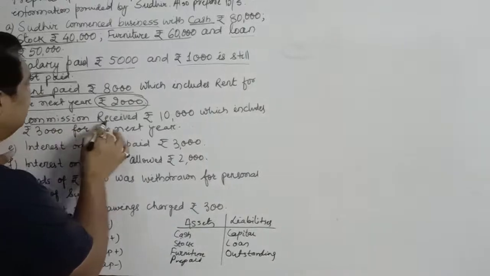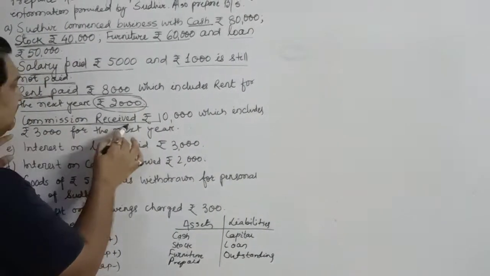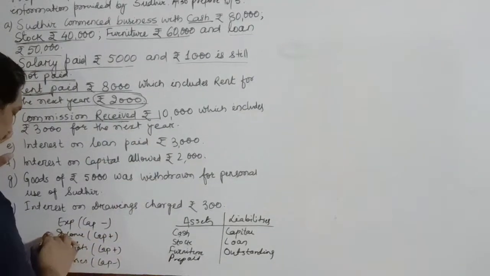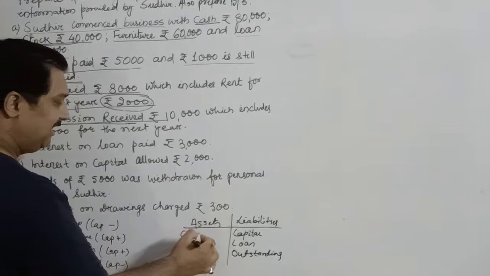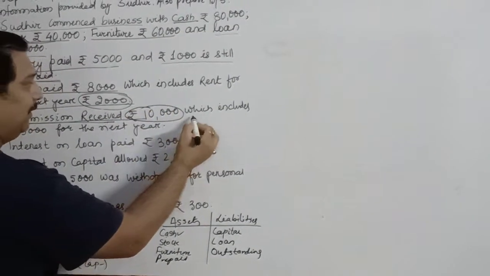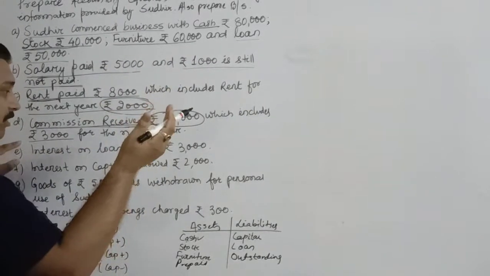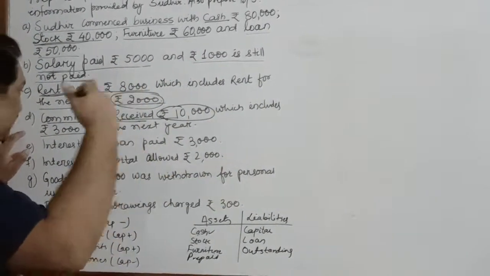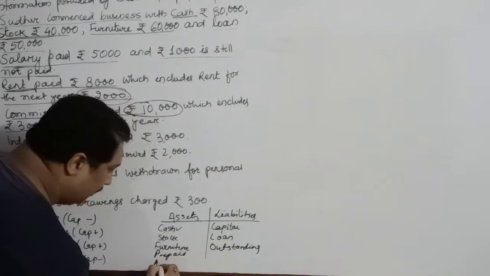The next one is commission received, rupees 10,000. So commission is received, so it is an income. So it will increase my capital, which is already there. What am I receiving? Cash, which is already there. But this 10,000, question says it includes rupees 3,000 for the next year. So commission which has been received in advance is known as accrued commission.